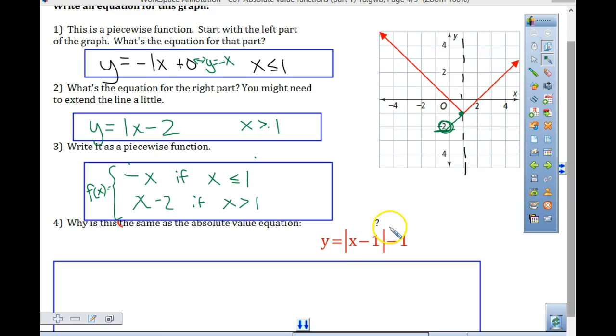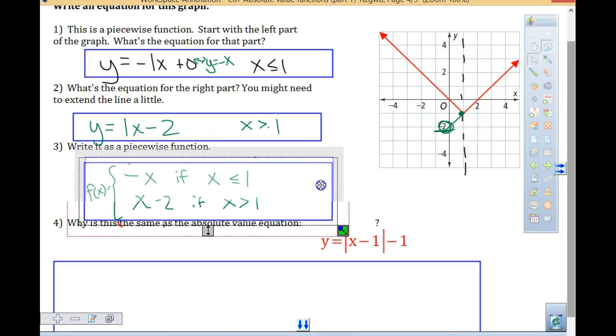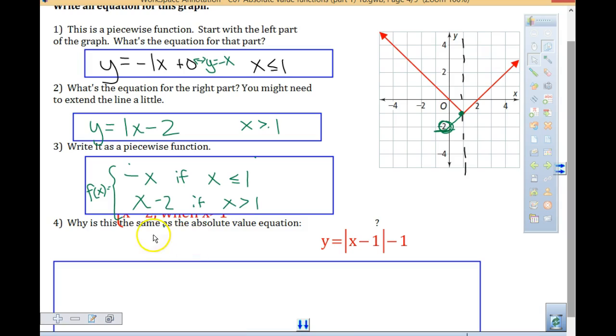And if we are looking at that one, it now asks you this question. Why is this the same as the absolute value function y equals absolute value of x minus 1, minus 1? I want you to keep in mind, someone want to tell me how to write point slope form of an equation? Y equals what?